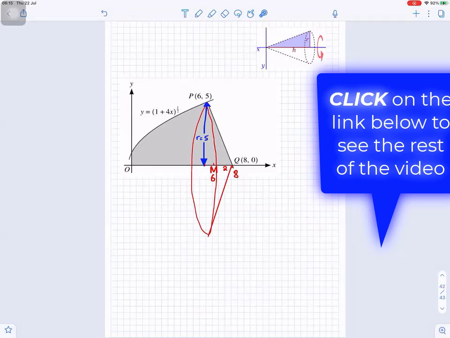So you can see that if you rotate a triangle, it will form a cone. If you have a triangle, you rotate it around the x-axis, it will form that cone there. That's why we use the volume of a cone. So you can see a triangle there, and you rotate the triangle, you form a cone.